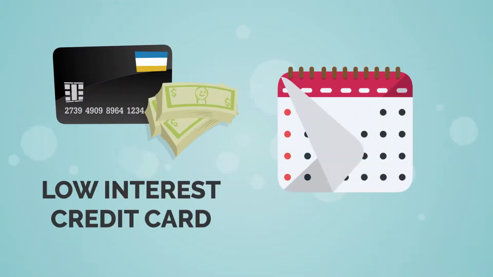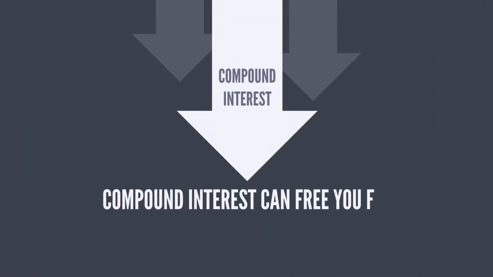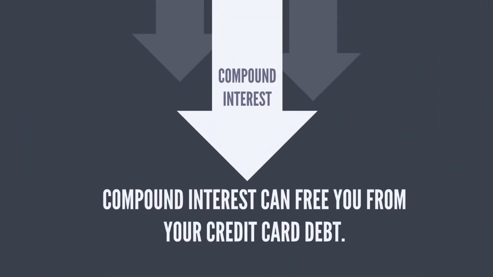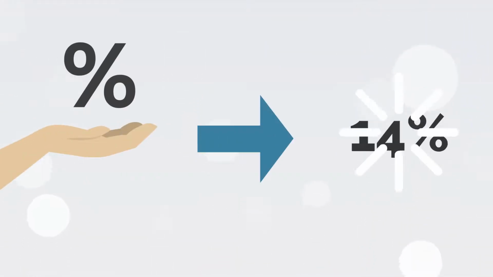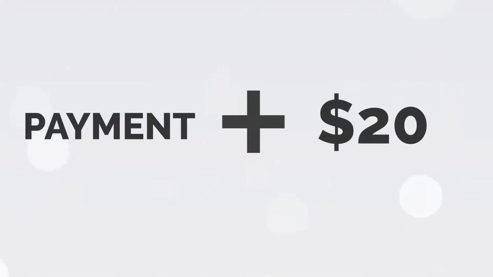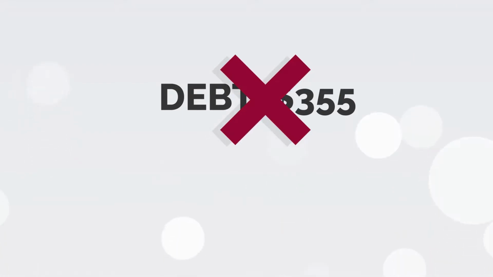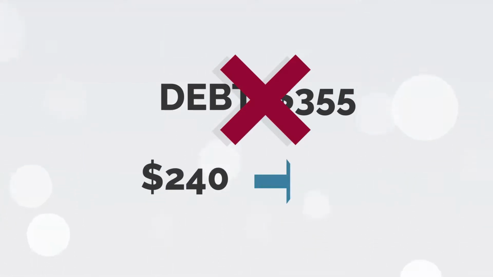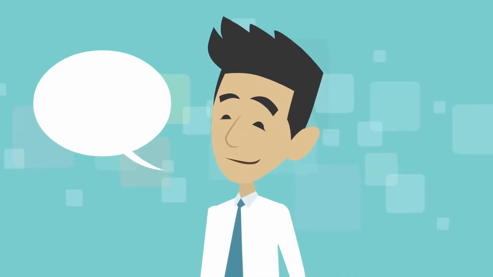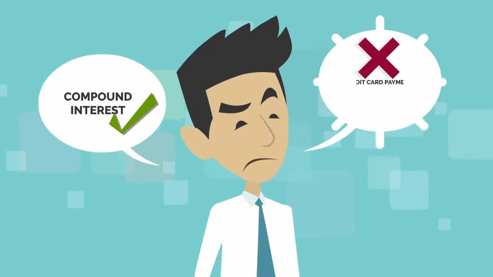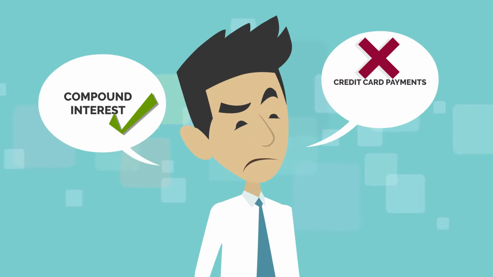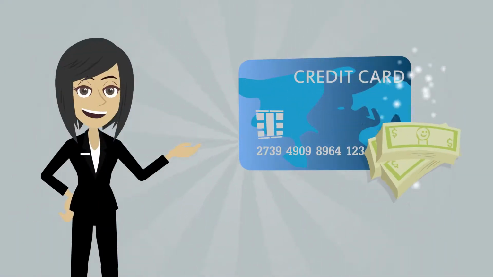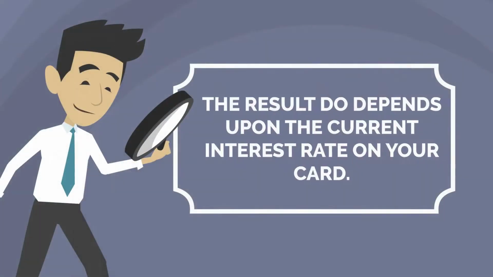However, if you carry a credit card balance from month to month, compound interest can also slowly free you from your credit card debt. If your interest rate is at 14%, for example, you add an extra $20 per month to your payment. Over the next year, you'll manage to avoid precisely $355 of debt rather than the $240 you put toward the credit card debt. This use of compound interest can help you massively avoid future credit card payments. This is one of the tips that you can use to get rid of your credit card debt. The results do depend on the current interest rate on your card, of course.